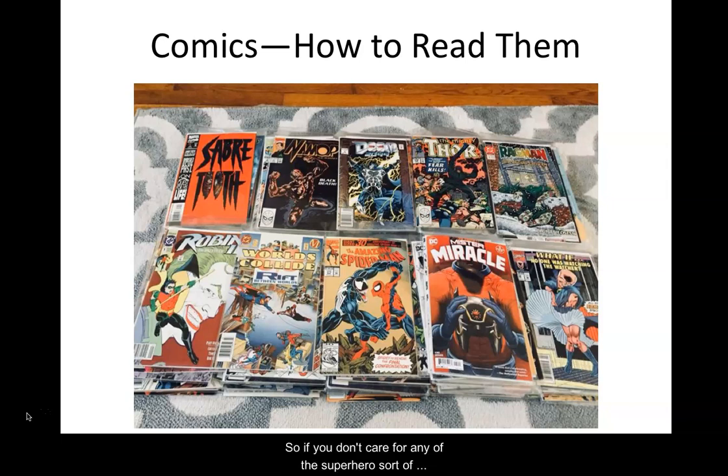So if you don't care for any of the superhero nonsense that you think of in traditional comic books, don't worry. Daytripper is altogether a different sort of story. It is not a superhero comic.